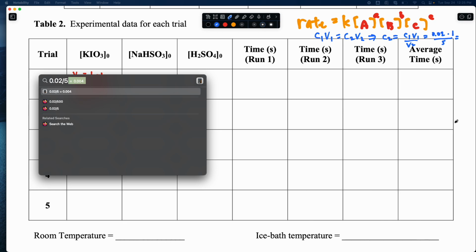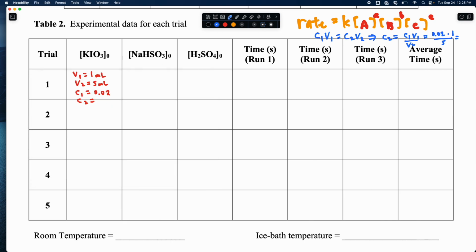I don't have the notes in front of me, but that's what we were doing. So in fact, this was 0.004. And this label also, C1 was the same. This sodium hydrogen sulfide was also 0.02. And so if we have 1 mil of it, doing a dilution of 1 to 5 is going to be 0.004.